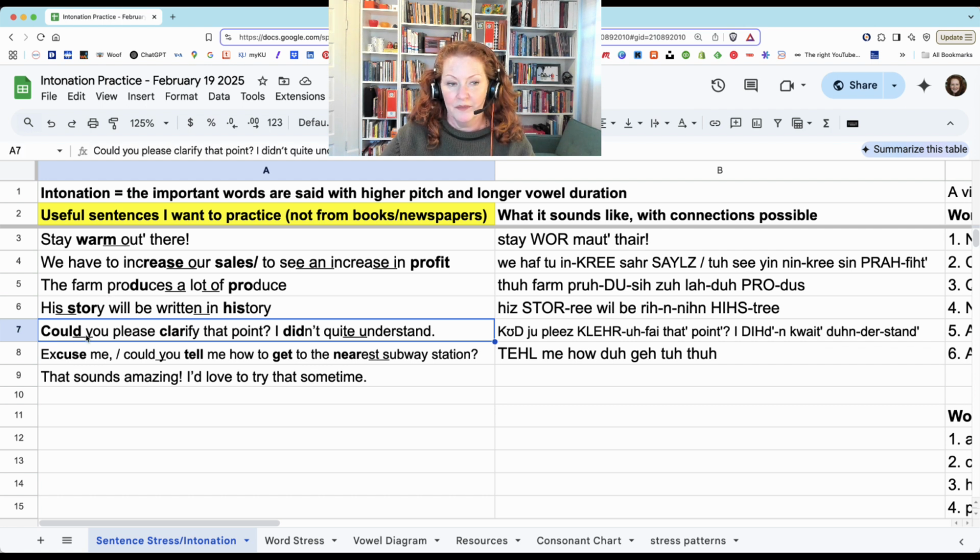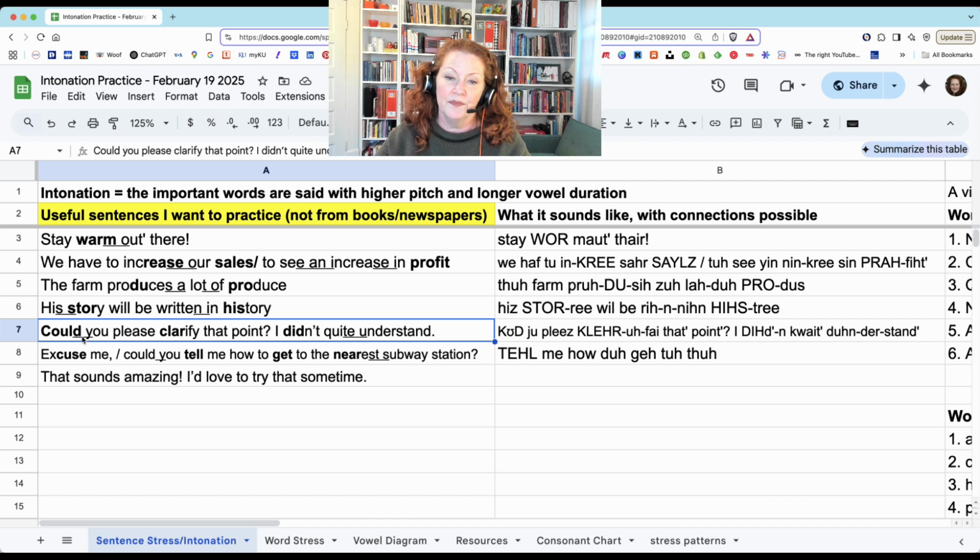Could you or could ya, because a D and a Y will make a J. Could you please clarify that point? That's a yes/no question. Goes up. I didn't quite understand. Or you could say, could you please clarify that point? And I didn't quite understand. So if you keep the stress on "didn't," that's typical. Usually negative words are emphasized. I didn't quite understand. But if you put it on "quite," I didn't quite understand, the emphasis is more on I understood some of it, but not everything, maybe. So there's different ways this could sound and have different meaning.